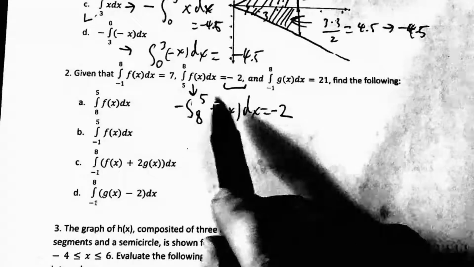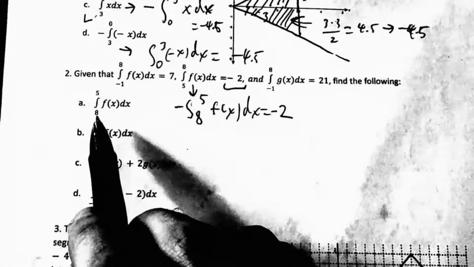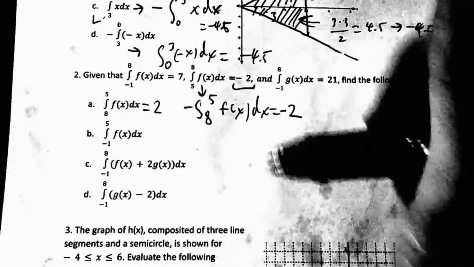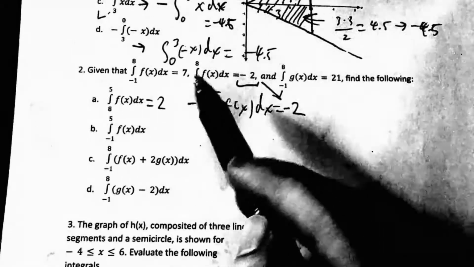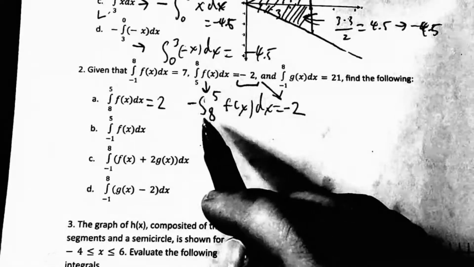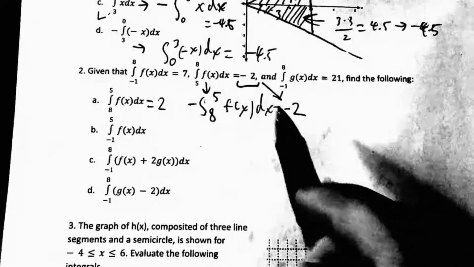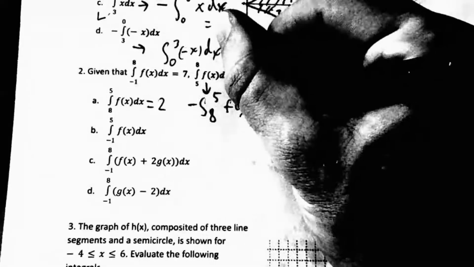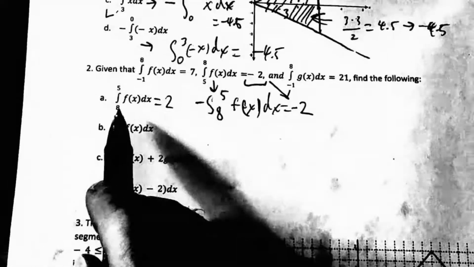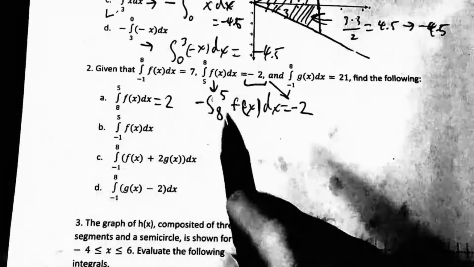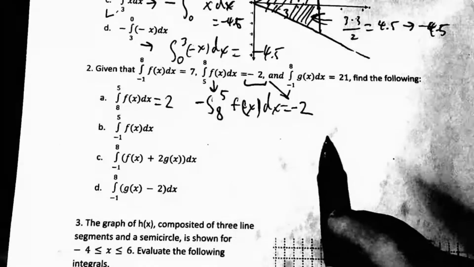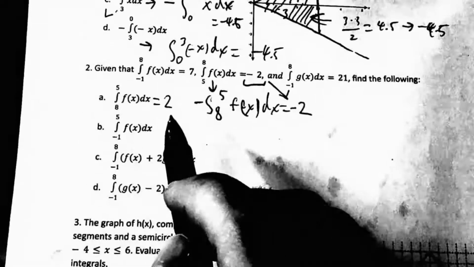To convert this negative to positive, then this will just become positive 2, right? If negative integral 8 to 5. So these two are equivalent statements. 5 to 8 is the equivalent of negative 8 to 5. So the integral stays the same. However, over here, I want just regular 8 to 5. I don't want negative 8 to 5. So if negative 8 to 5 is negative 2, then regular 8 to 5 must be 2.